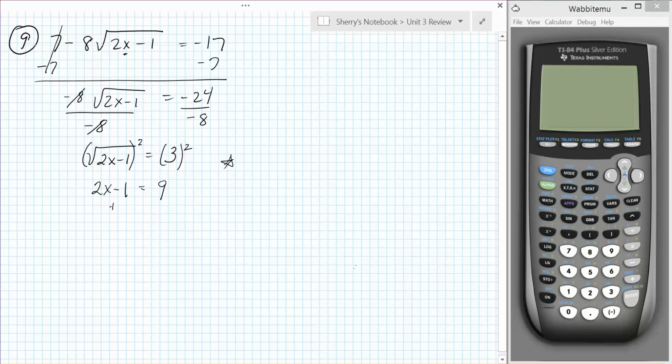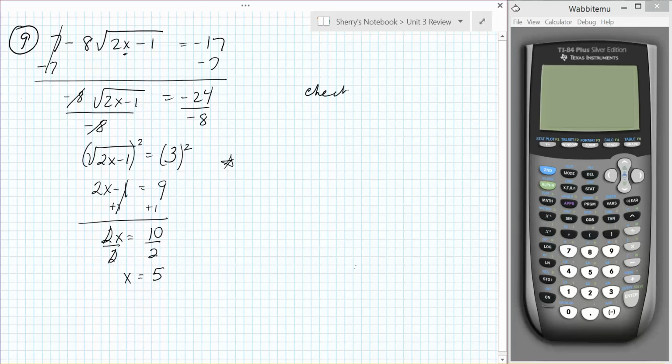Times 2 and minus 1, the minus 1 is the weaker part farther down the PEMDAS line, so we have 2x equals 10, and then we wrap up by dividing by 2 to get rid of the times 2 there, and we end up with x equals 5 as a potential solution.